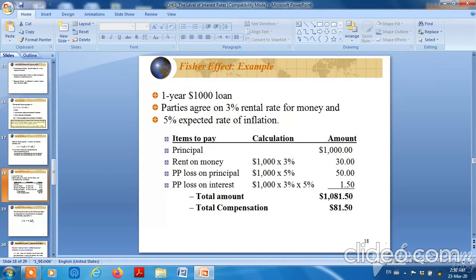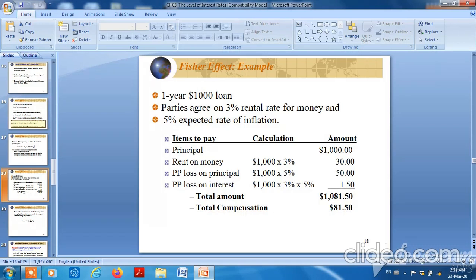Items to pay, calculation and amount. Of course, the principal, ده أصل المبلغ اللي هو $1,000. Rent on money: the 1,000 multiplied by 3, اللي هي rental rate for money. وهنا الرينتال ريت فور ماني اللي هو الريال انترست ريت، اللي هو معدل الفايدة الحقيقي. يبقى 3 multiplied by 3% multiplied by 1,000 يدينا $30.